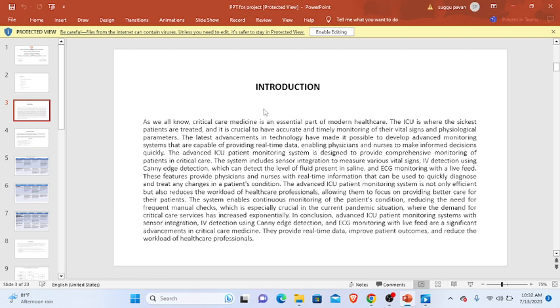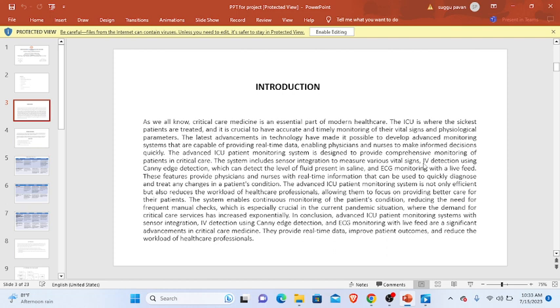The advanced patient monitoring system is designed to provide comprehensive monitoring of patients in critical care. The system includes sensor integration to measure various vital signs, IV detection using Canny detection, which can detect the level of fluid present in saline, and ECG monitoring with the live feed.